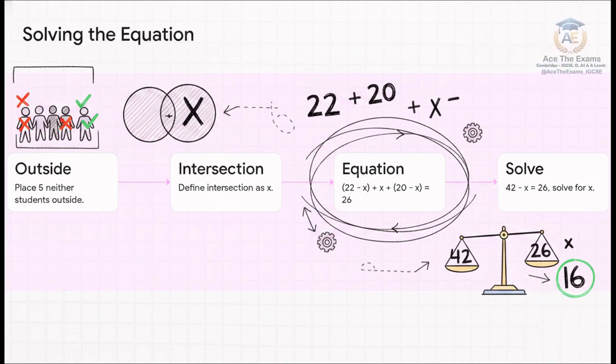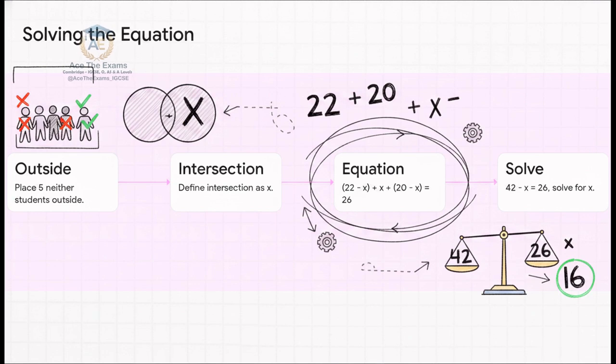Step 1. We establish our universal set. We have our point. There are 31 students total. We know 5 study neither subject, so we place those 5 outside the Venn diagram circles entirely. That leaves us with exactly 26 students who must exist inside the physics or chemistry circles. 31 minus 5 is 26. Step 2. We need to find the intersection, the students doing both. We don't know it, so let's call it X.